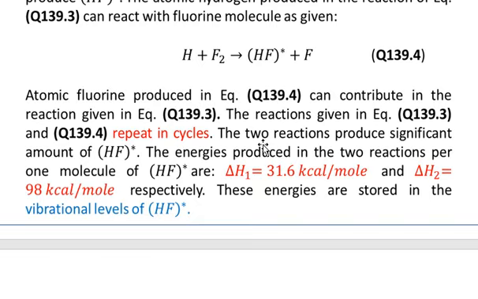So let me read the last two sentences. The two reactions produce a significant amount of hydrogen fluoride in the excited form. The energies produced in the two reactions per molecule of the hydrogen fluoride in the excited form are: in the first reaction we obtain delta H1 equal to 31.6 kilocalories per mole, and from the second reaction we have delta H2 equal to 98 kilocalories per mole respectively. These energies are stored in the vibrational levels of the hydrogen fluoride molecule.